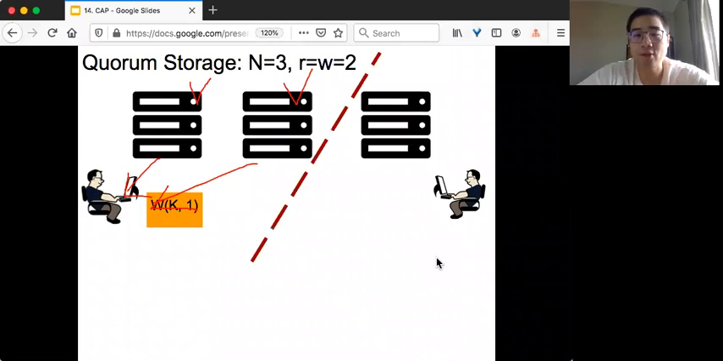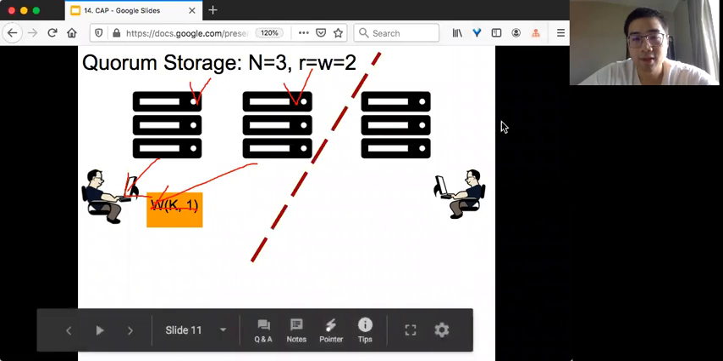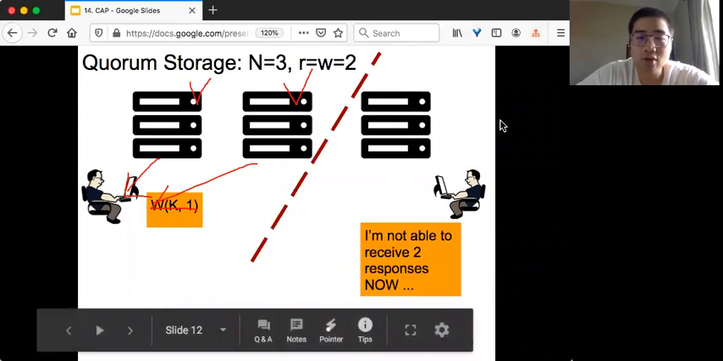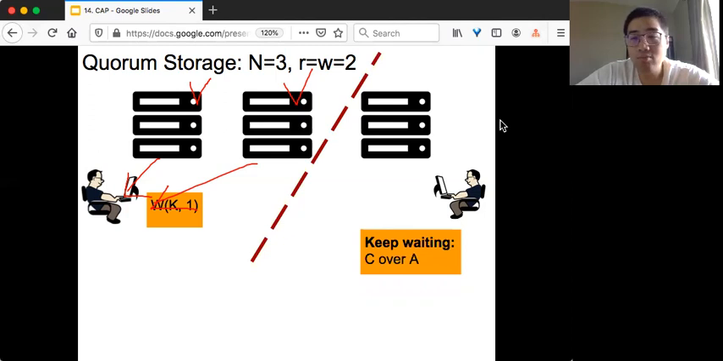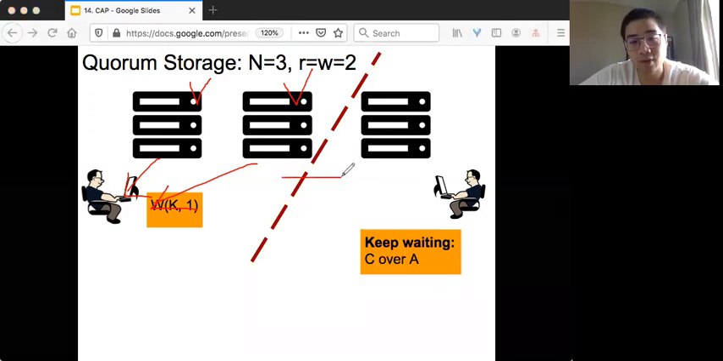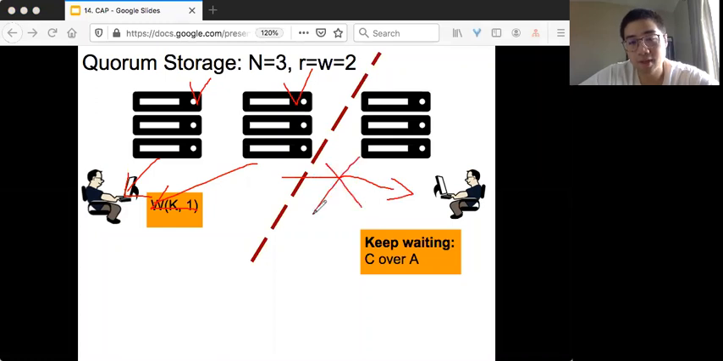Then now we have a partition. Somehow the rightmost server and client cannot communicate with the rest of the system. Then in this case, the client says, hey, I'm not able to receive two responses right now. Remember, R is also equal to 2. I need to wait for two responses. Now this client has two choices. If I keep waiting, then that's favoring consistency over availability, because it's possible that this response will never become available, since the communication cannot occur.